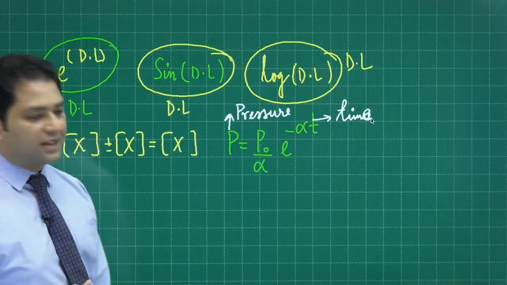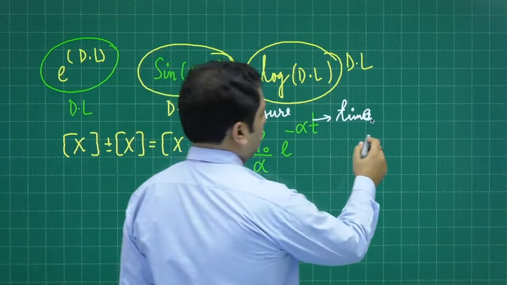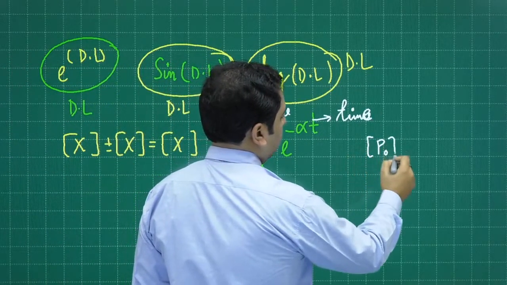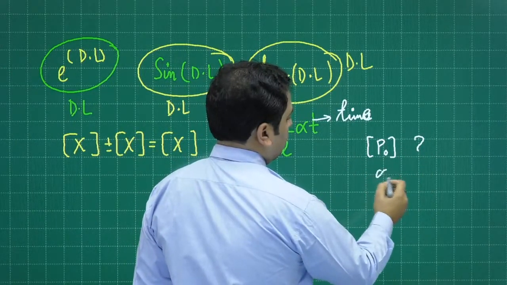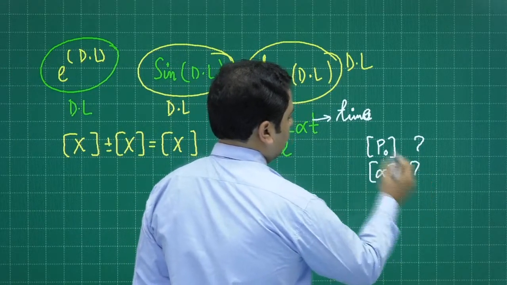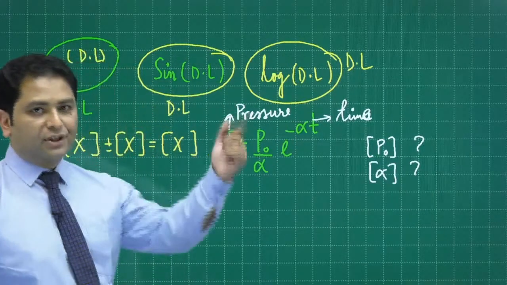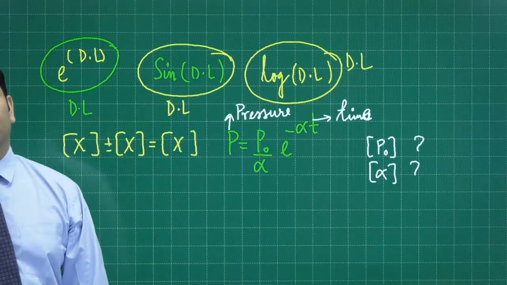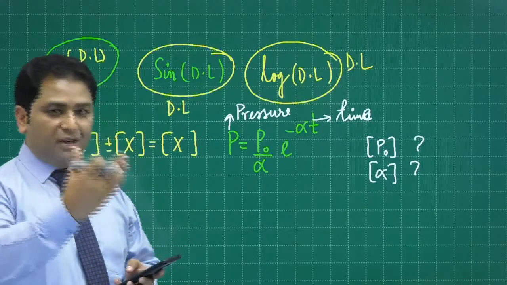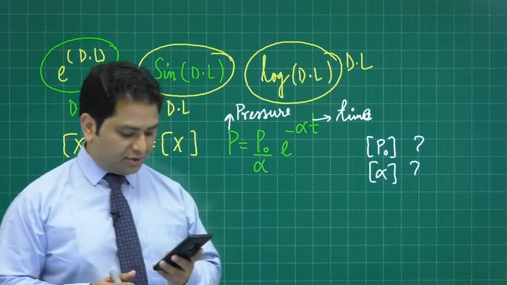And on the basis of this, we need to calculate the dimension of P naught, that is, we need to calculate the dimension of alpha. Give a try. The dimension of P naught, dimension of alpha. Meanwhile, I'll soon join you. So you start doing it.